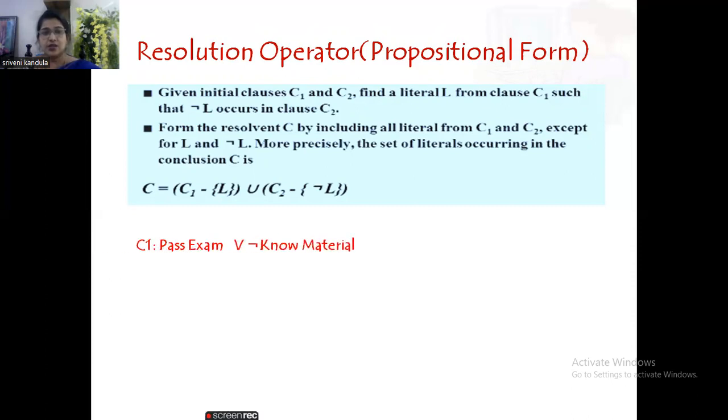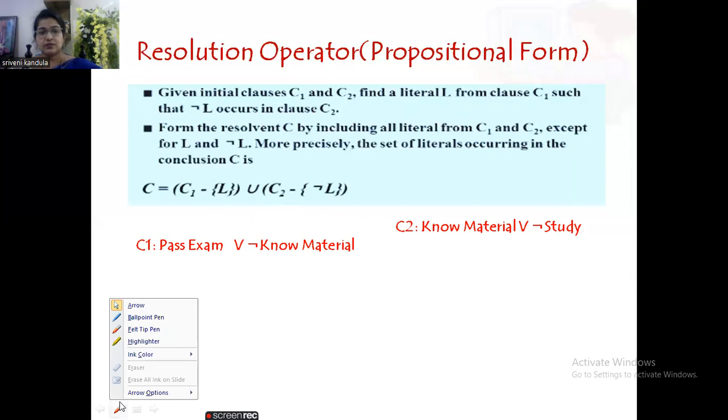Let us understand this with an example. Let's take C1 as pass exam or no material, and C2 as no material or study. Can you guess which literal we shall choose? That literal should be in normal form in one clause and negated form in the other clause. So let us take the no material in C1 as L, and the no material in C2 is in the negated form, negation L. You can take it either way also, no issue.